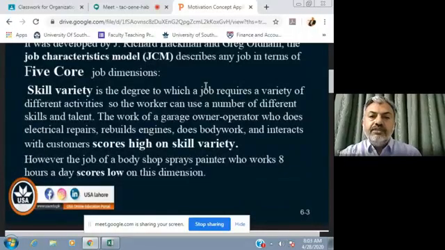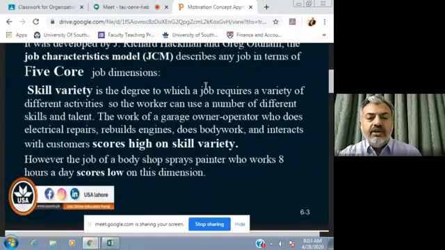So if a person is assigned to a job where he or she can display a number of different job talents, they have a changing environment rather than a monotonous, same environment throughout the 52 weeks. So the work of a garage owner, a workshop owner, is a multi-variety job. A lot of his skills are needed to run a workshop.